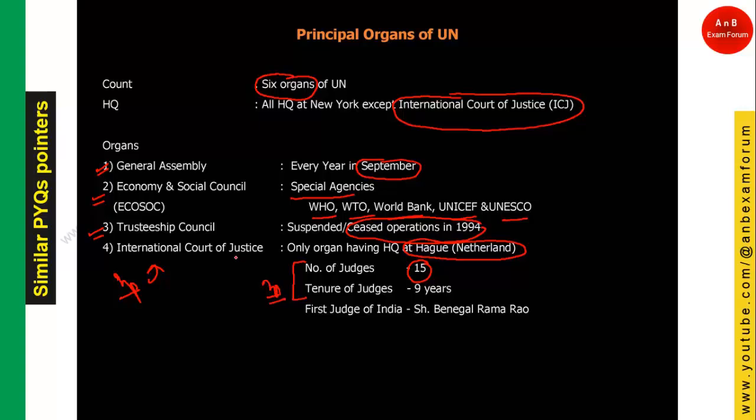International Court of Justice is meant for resolving disputes between member countries. There are 15 judges, and these judges are elected by the General Assembly. The tenure of each judge is 9 years. And from the static GK point of view, you should remember that Benegal Rama Rao is the first judge from India who worked as a judge of the International Court of Justice.